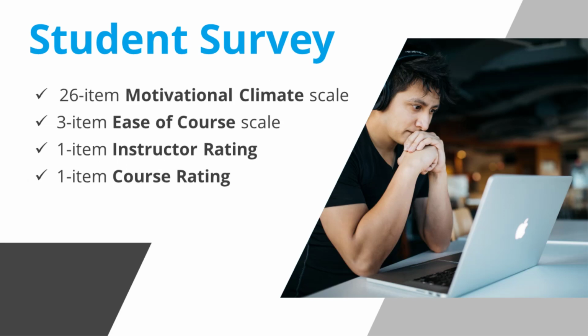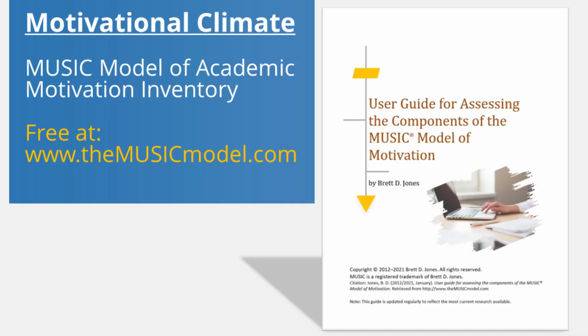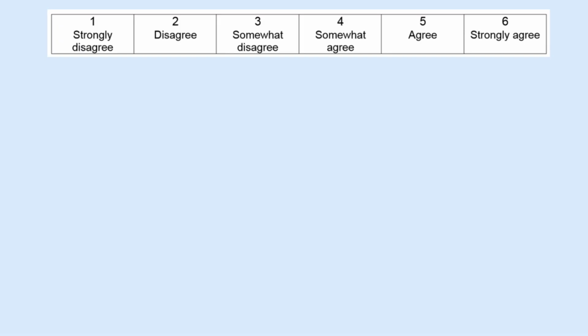All of the students completed a survey that asked them about their class perceptions. The survey included these 31 items that I'll tell you about now. The motivational climate was assessed using the MUSIC Model of Academic Motivation Inventory, which is available for free at the MUSIC Model website in this user guide. This inventory asks students to rate items on a 6-point scale, from strongly disagree to strongly agree.